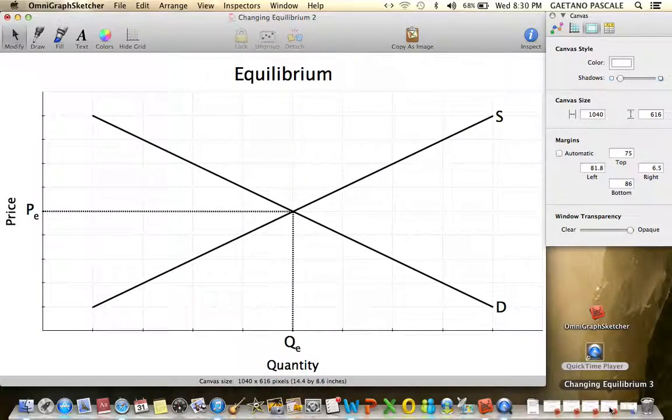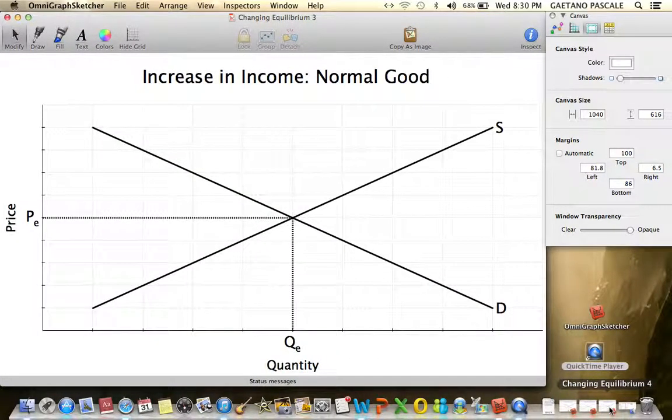Let's actually go into looking at if there is a change in one of the determinants of demand. Let's assume that this change in the determinant of demand is an increase in income for a normal good. So make sure you remember that income is a determinant of demand. So as soon as you see in a problem that there's a change in income, you know that the demand curve is what is going to shift. The first thing that should pop into your head is the demand curve is going to physically change its location.